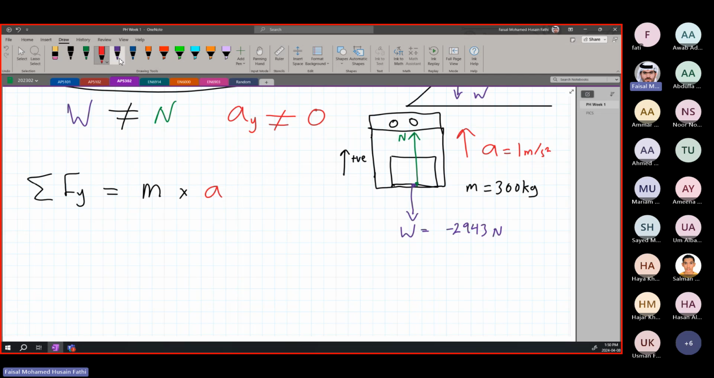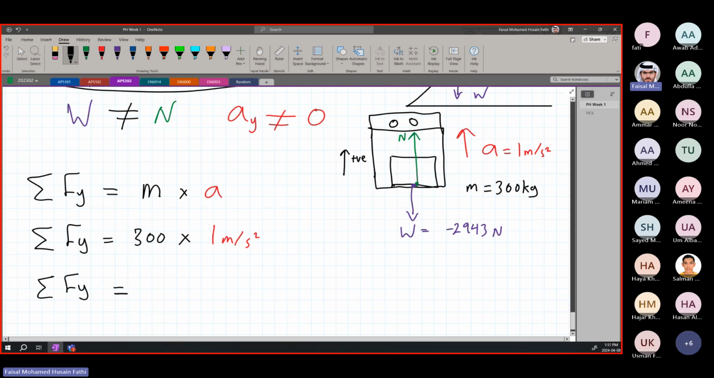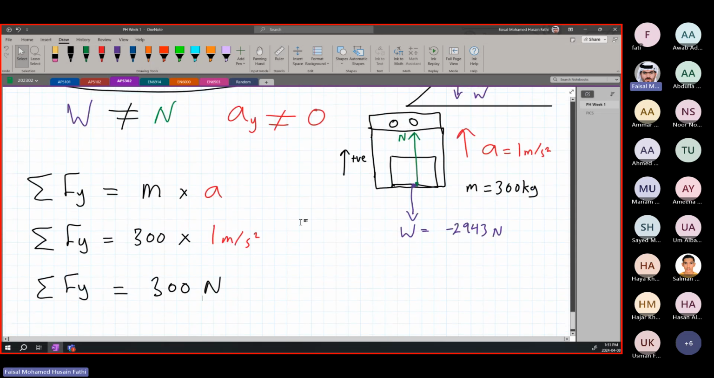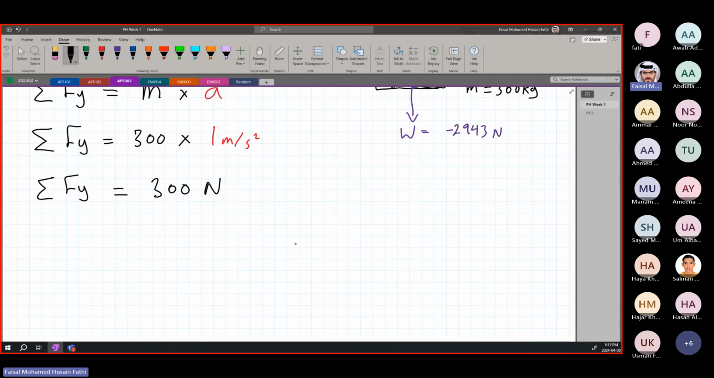Acceleration is no longer equal to 0. We know that sigma Fy is equal to the mass, which is 300, times 1 meter per second squared. So we know that the sigma Fy is going to be equal to 300 newtons. Right? 300 newtons. This is what we did. We just multiplied 300 by 1. Now, we found our sigma Fy.